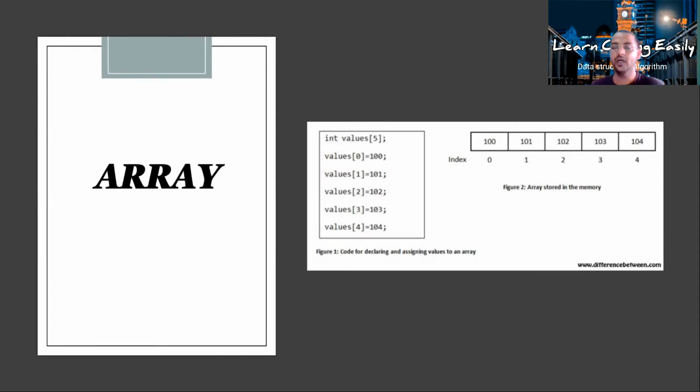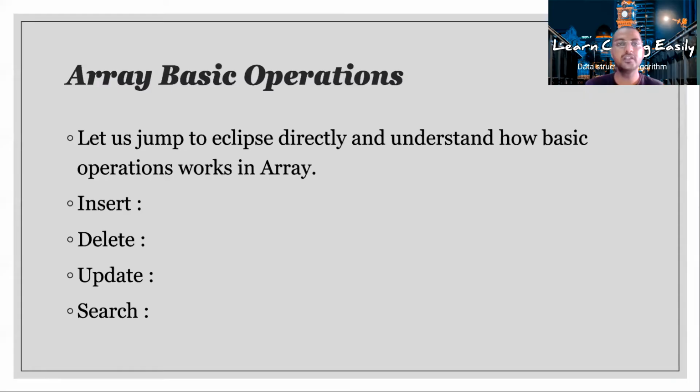Understood? And an array is actually zero-based index. It means the first element will be stored at the zeroth index, and the last element will be stored at size minus 1, so 5 minus 1 is 4. If you want to access the first element of the array, what you need to do is values of 0. All right, perfect. Now we will jump to the basic operations of the array.